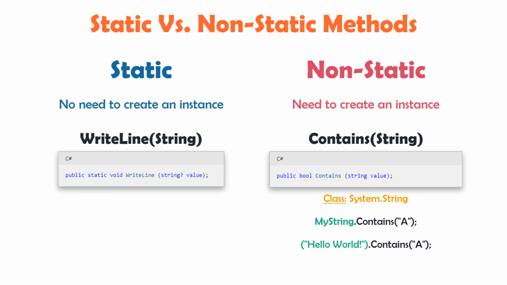Let's see the other method, WriteLine. It's from class System.Console. As mentioned, it's a static method. This means that I don't need to create an instance of this class. I don't need to create a variable of type System.Console. So I can use the method directly without any instances.